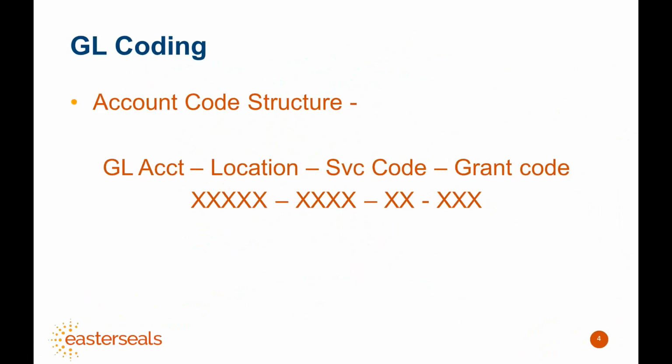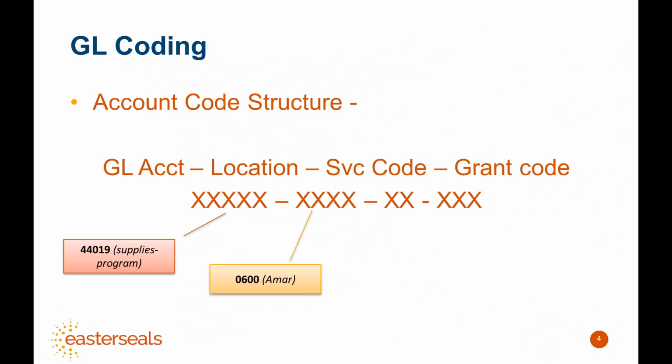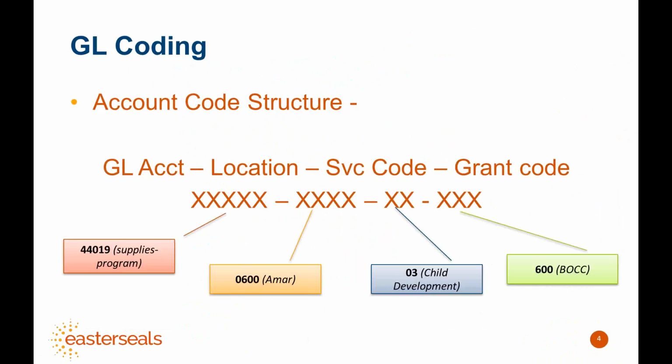Eastern Seals Florida account code structure uses the GL code first, which consists of 5 numbers. This code identifies either where the revenue came from, or it classifies the expense, followed by the location code, which corresponds to the location of the program, and then the service code, which is 2 numbers. This is used to break down the revenue or expense even further to determine what service it relates to. And then we have the grant code for some locations.